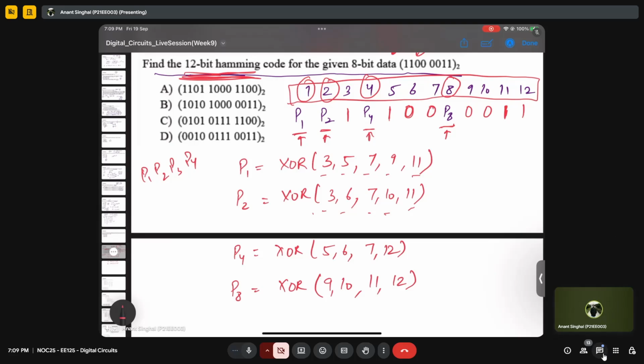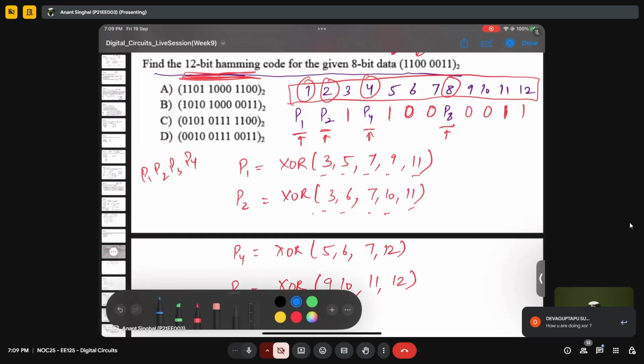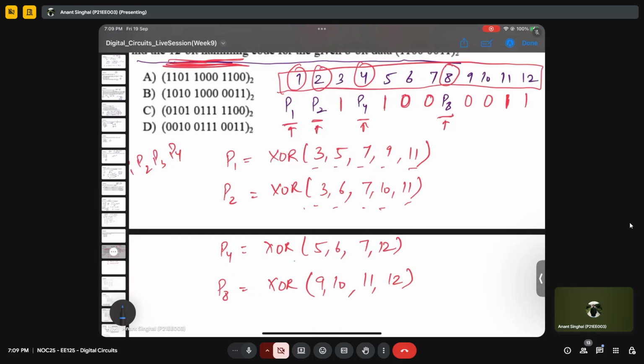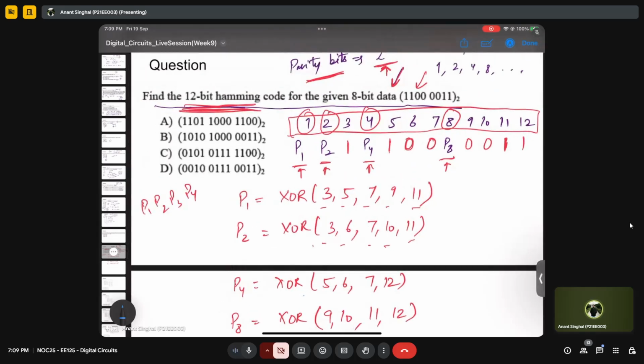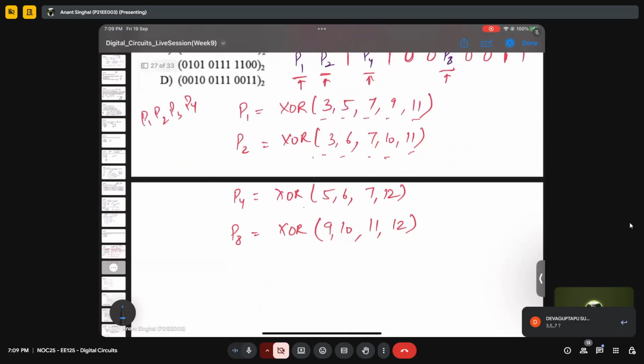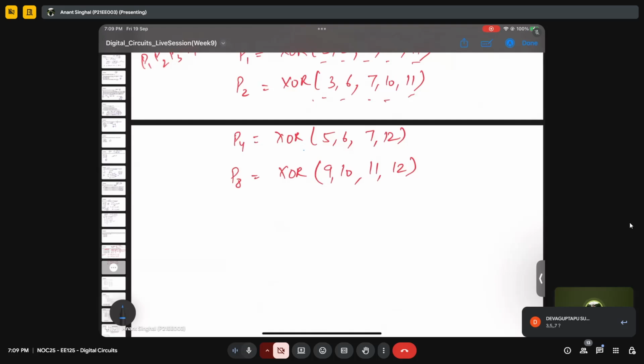Those who asked, I don't know who asked. Yeah, so we'll do the XOR of, for example, okay. Are you asking how we'll do XOR, or why I'm using these 3, 5, 7, 9, 11? What exactly is your question? Can you please clarify? Okay, so how does that come about? That is actually a good question.